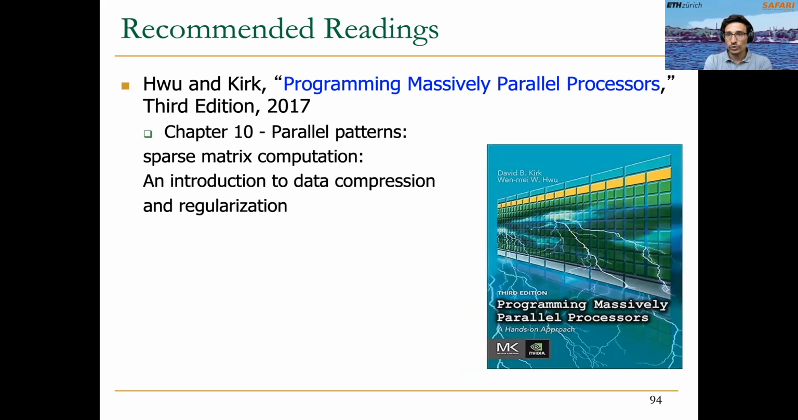So I hope you found this lecture interesting. I think it's definitely a challenging parallel pattern. Every operation involving sparse matrices is going to be challenging to implement, but also extremely exciting to do on parallel processors like GPUs. If you want to learn more about this topic, please read chapter 10 of the book Programming Massively Parallel Processors.